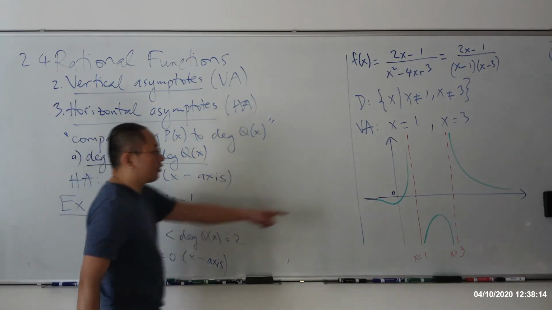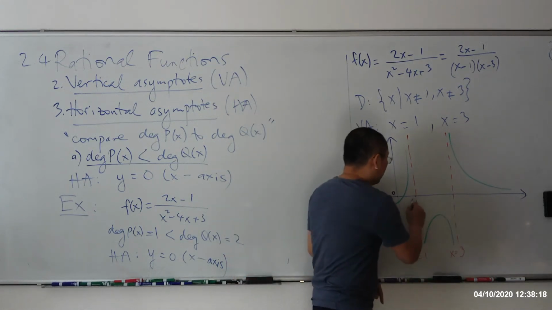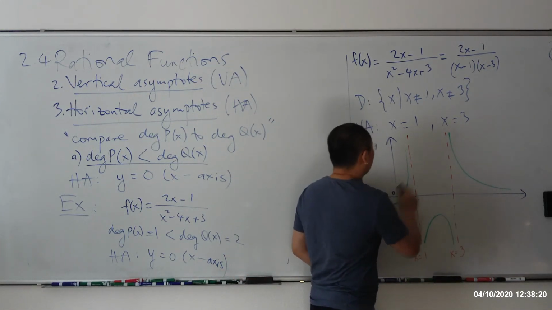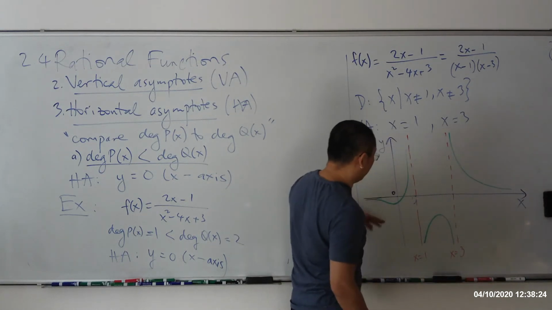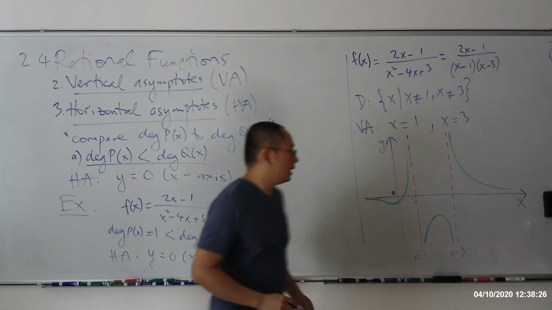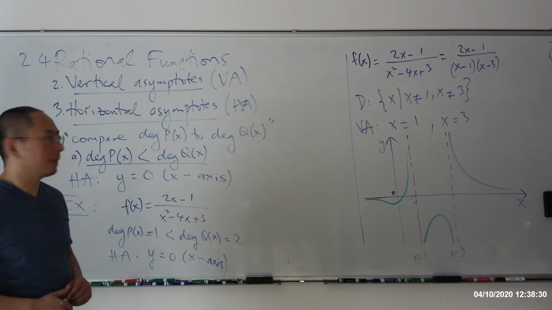And I have the graph right here already. Okay. x-axis right here, origin right here, y-axis right here. And the graph, the green curve, is approaching the x-axis, but never intersects it. Okay.